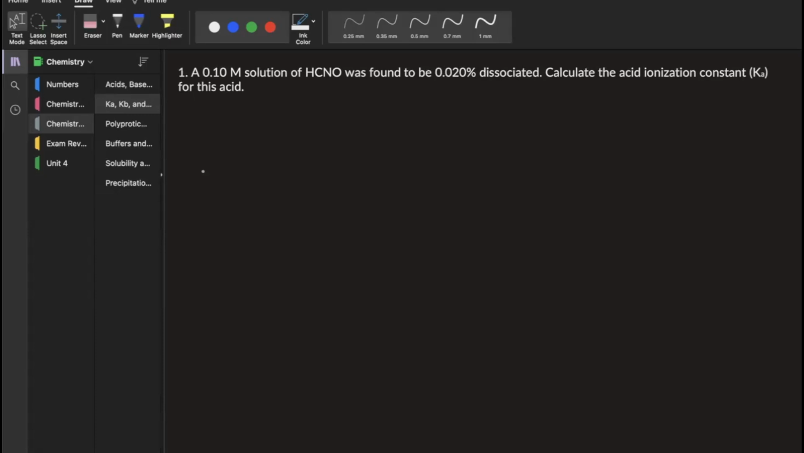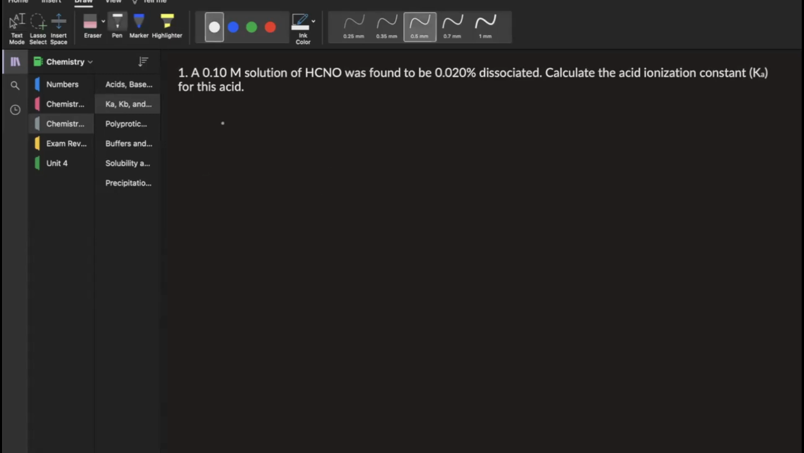The first problem that we're going to look at says a 0.1 molar solution of HCNO was found to be 0.02% dissociated. Calculate the acid ionization constant Ka for this acid. This problem is a little bit different from ones that we have previously done, but we're going to follow roughly the same rules. The first thing we're going to do is write the equation.